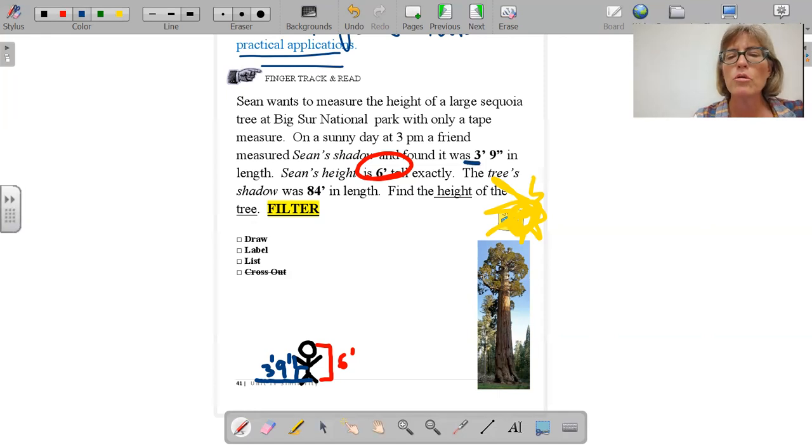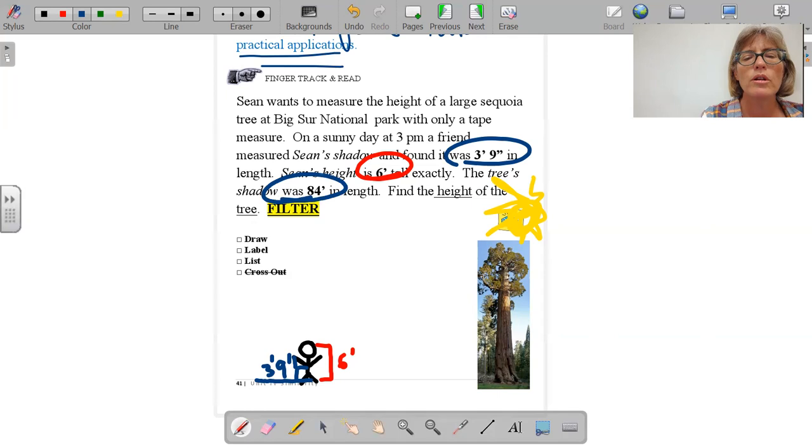All right, and then let's see here. We got Sean's shadow. The tree's shadow is 84 feet. Let me keep my color straight here. Tree's shadow, 84 feet. And we want the height of the tree, which we are going to call X.